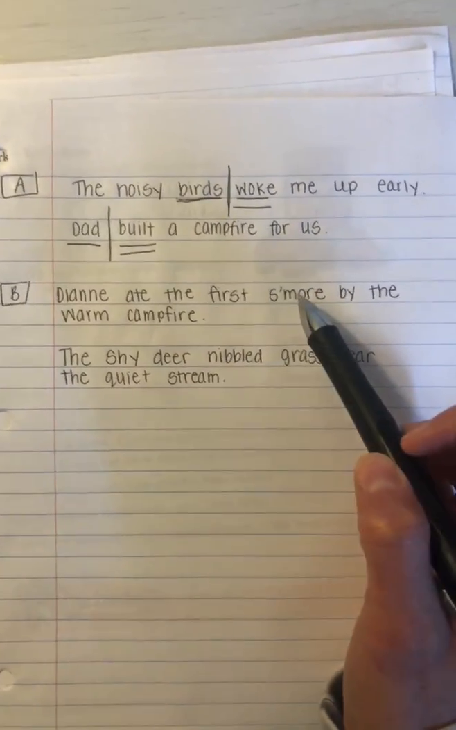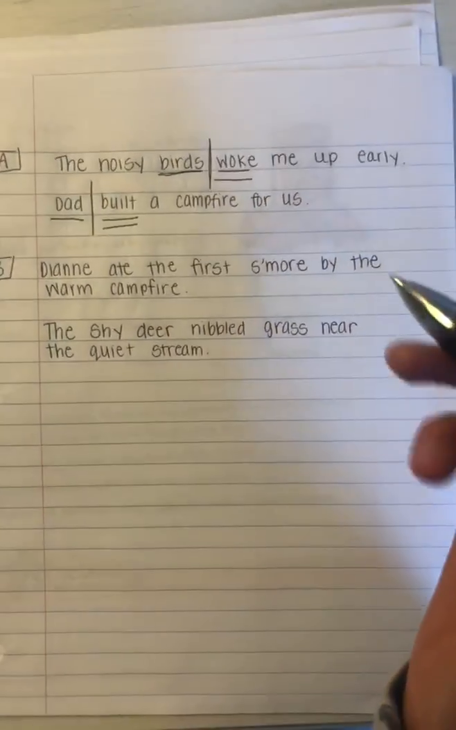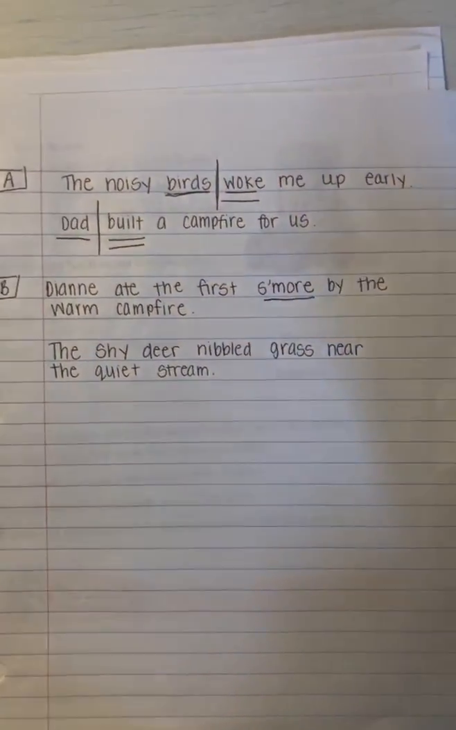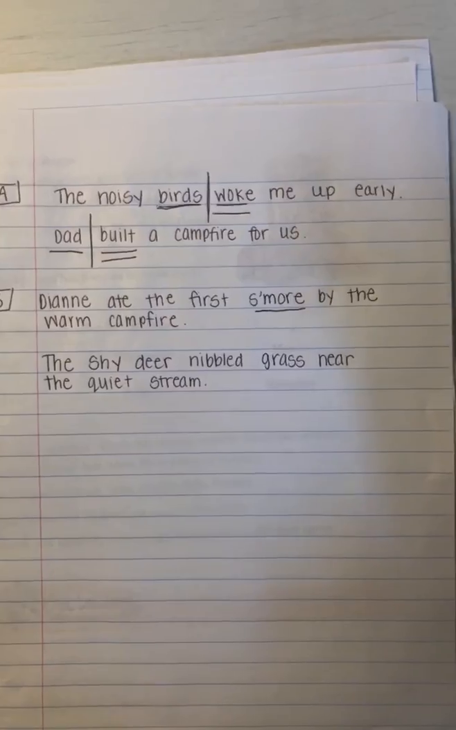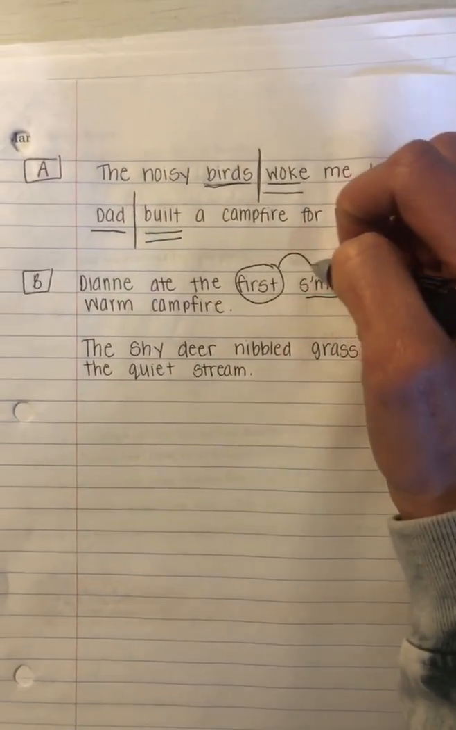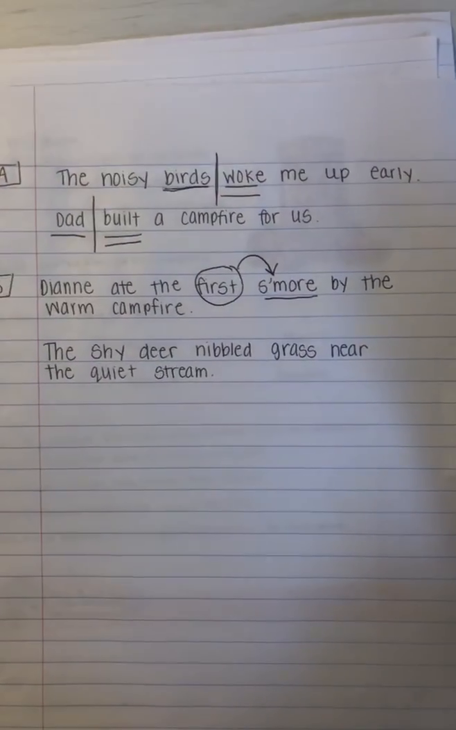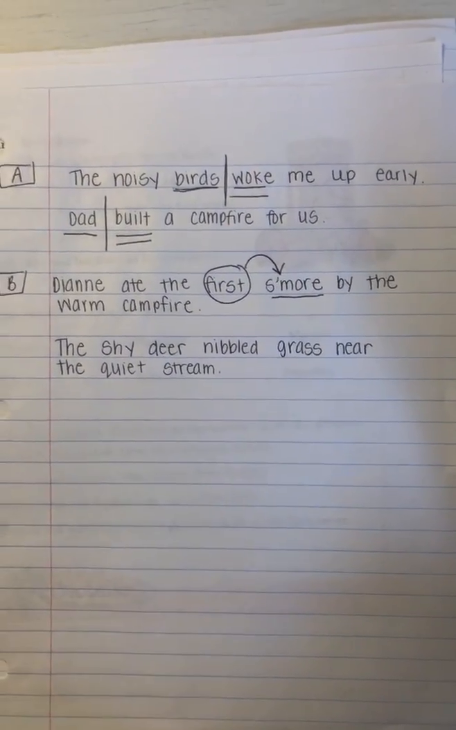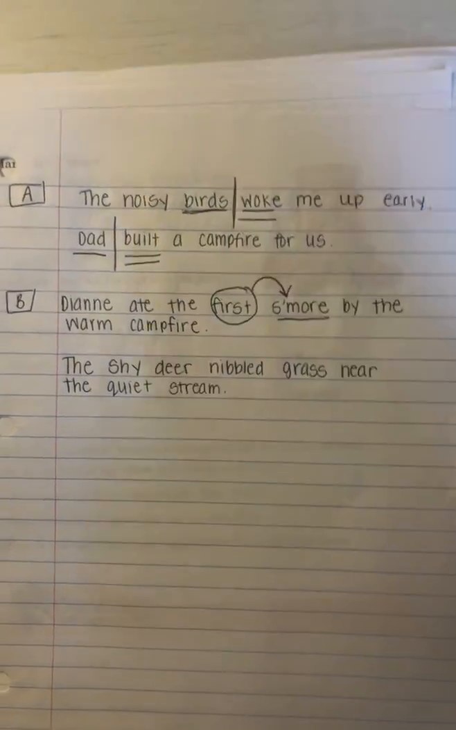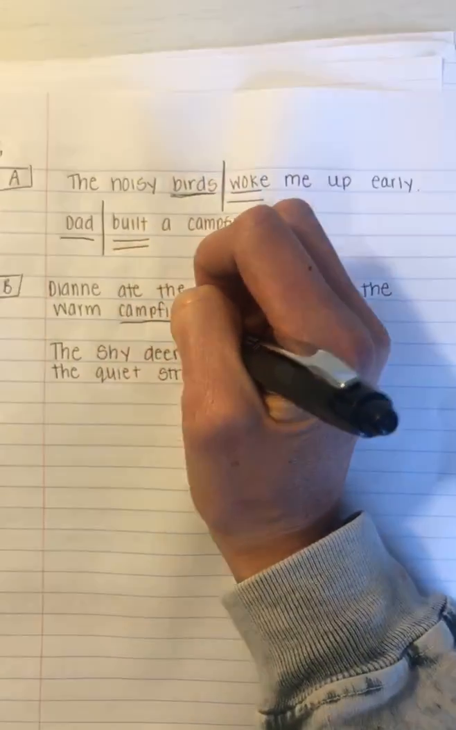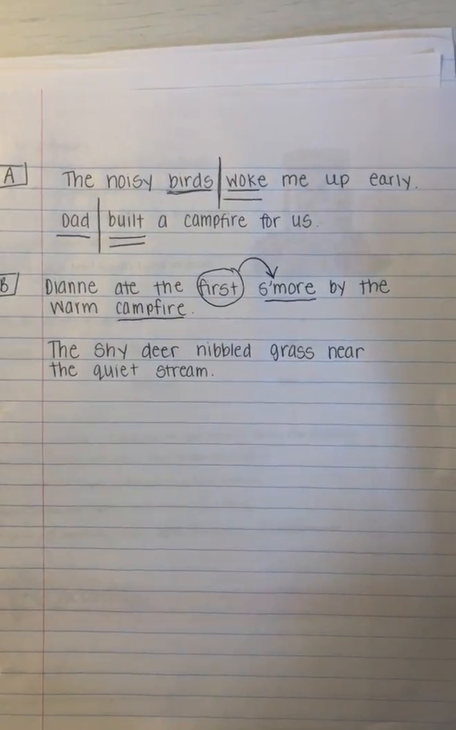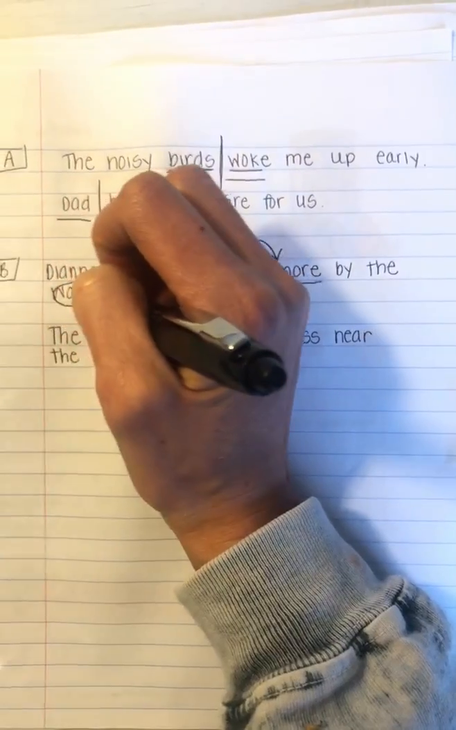S'more, that's a thing, right? So we're going to underline s'more. And what word describes s'more? First, so we're going to circle first. And first describes the s'more. By the warm campfire. What's your noun? There's one more noun. Campfire. And what is the campfire like? What's the adjective describing it? The warm campfire.